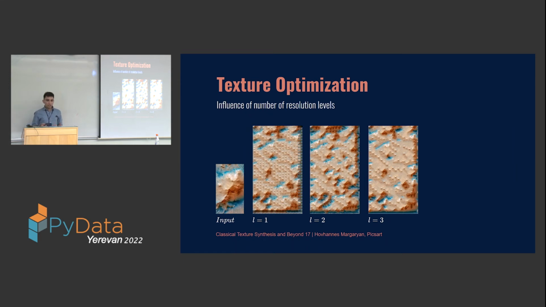Now let's see the influence of resolution levels on the output texture. As can be noticed, as we increase the number of resolutions, the visual quality of the output texture increases and the risks of garbage growing decrease, as was the case when the number of resolutions is equal to 1.